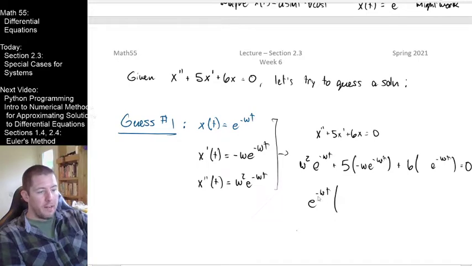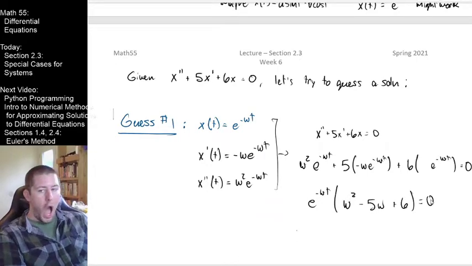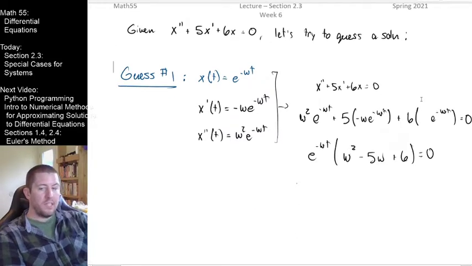Now when I factor out my e to the negative wt, I'm seeing we have a w squared survives from the first term, minus 5w survives from the second term, plus 6 survives from the third term. Can you see some values of w that might make this true?